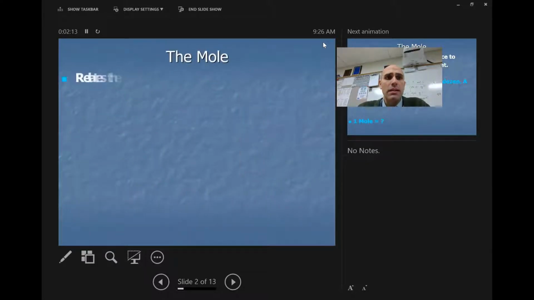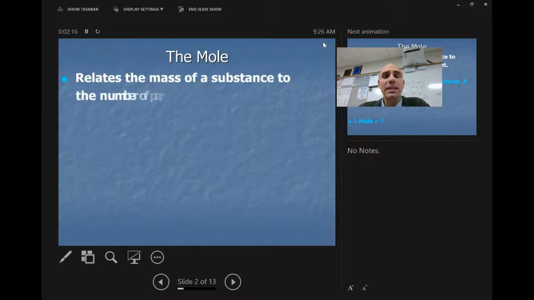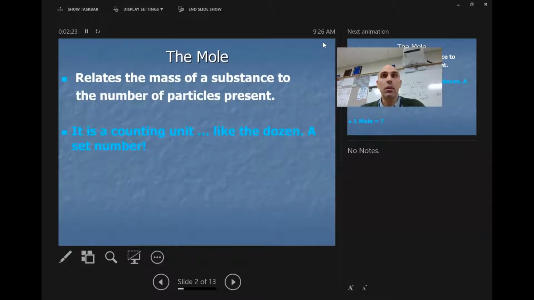The mole relates the mass of a substance to the number of particles present. It is similar to a dozen. So when we say, hey, you have a dozen eggs, how many eggs do you have? You have 12. A dozen represents a set number of something. A dozen eggs, a dozen paper towel rolls, a dozen tissue boxes, a dozen calculators. It always means 12. A dozen is a set number.